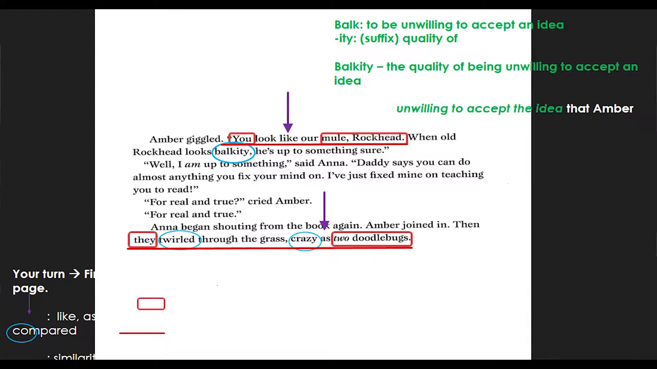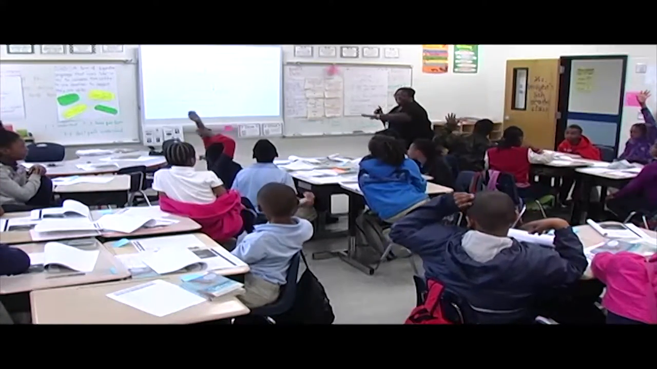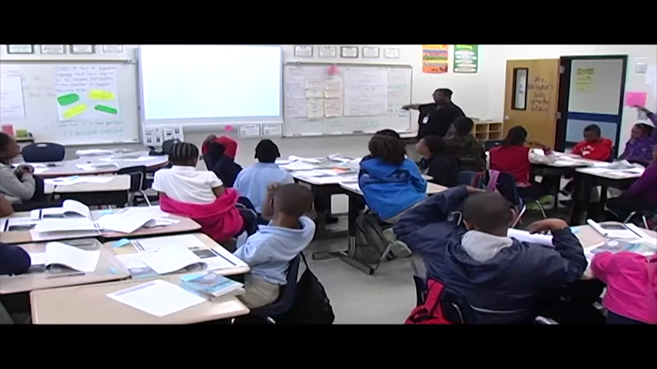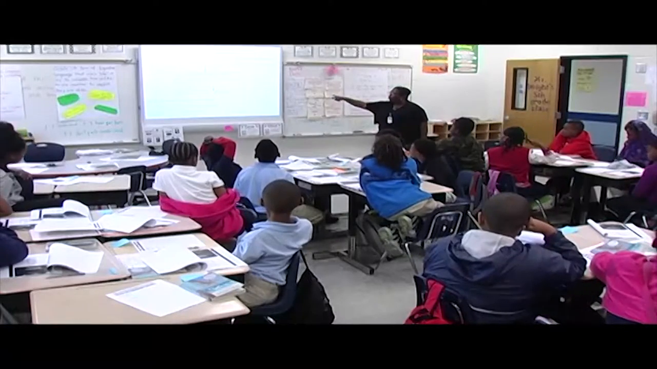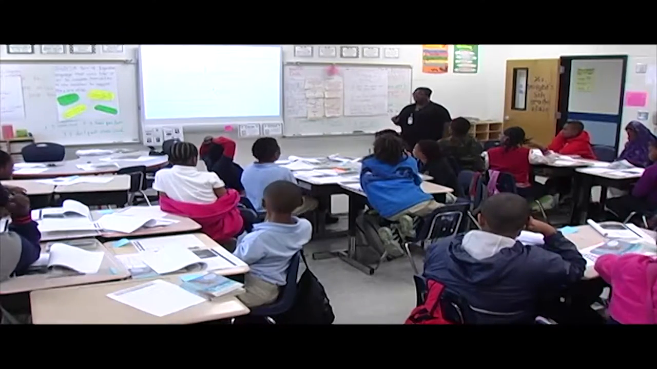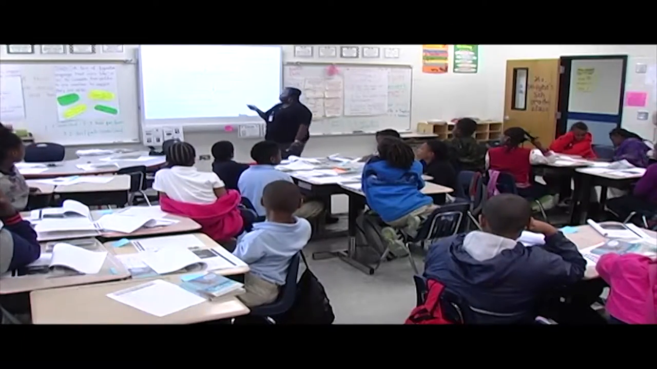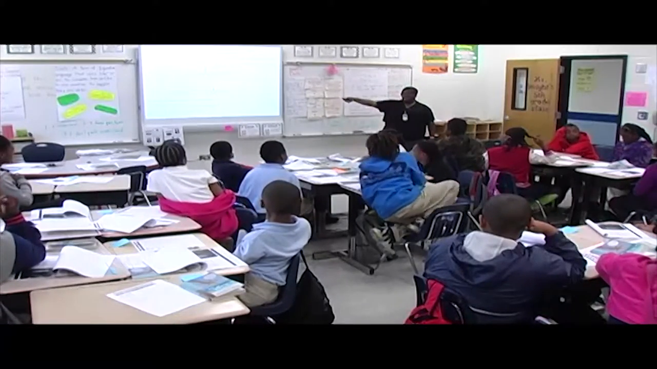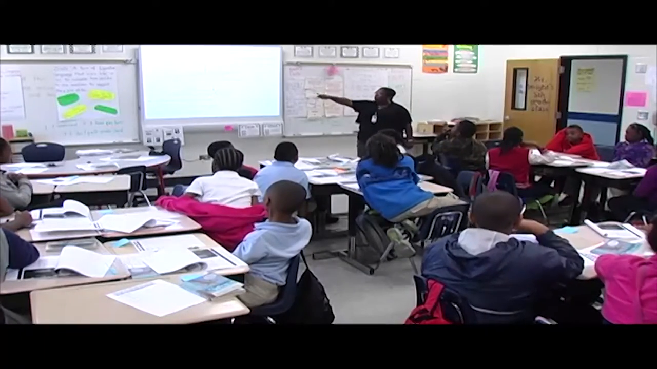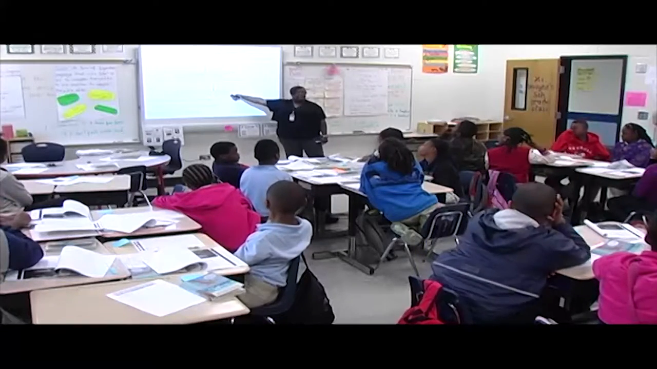Very good. Now, what is the last thing that I have to find for this to be a simile? Last thing, somebody I have not heard from. Last thing I have to find is the similarity. What's similar between Anna and Amber, or they and the two doodlebugs? Crazy, twirling crazy. Very good. So, is this a simile? Yes. Now, I can provide textual examples of a simile because you've just identified the characteristics.